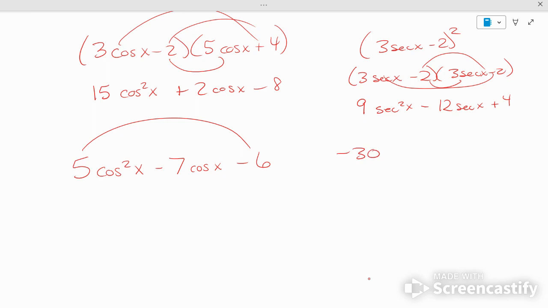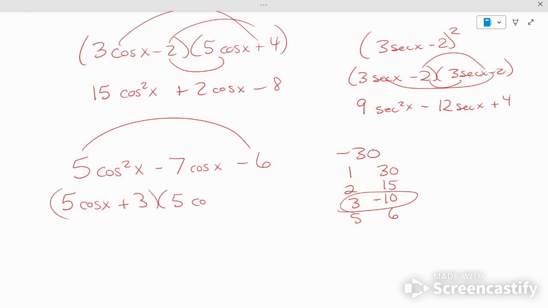What are the factors of negative 30? 1 and 30, 2 and 15, 3 and 10, 5 and 6. Which one do we use? 3 and 10. It adds up to negative 7, so we need a negative 10 and a positive 3. So it's 5 cosine of x plus 3 and then cosine of x minus 2, or equivalently, 5 cosine of x plus 3 times 5 cosine of x minus 10, over 5.